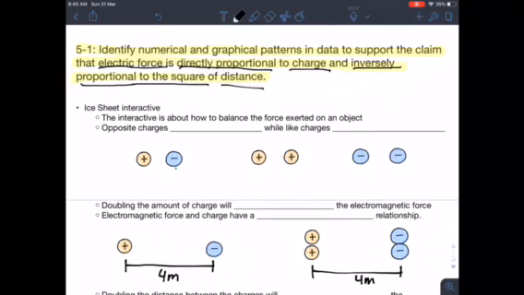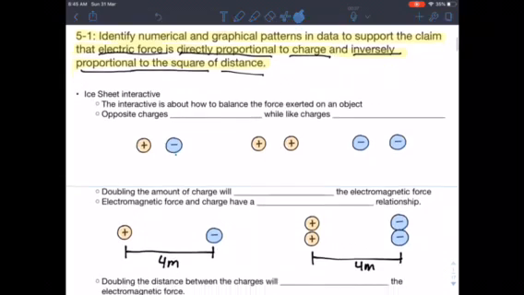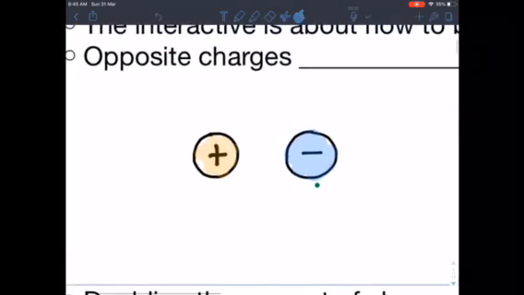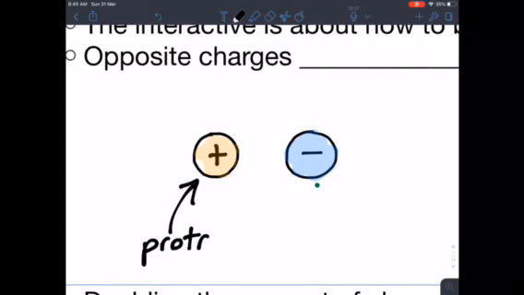All right, so one of the first things that you'll do in this unit is look at something called the ice sheet interactive, where you're just playing around with balancing the forces exerted on an object by changing the charged particles. When we're talking about charged particles, we're talking about things like this. This positively charged particle would represent a proton, and this negatively charged particle would represent an electron.